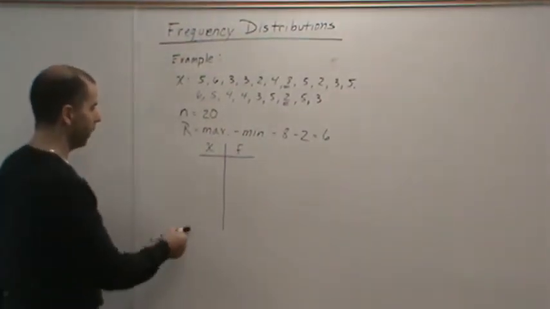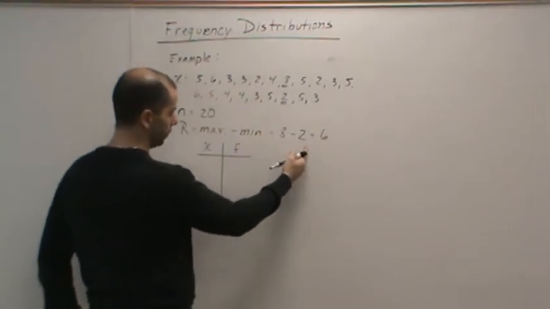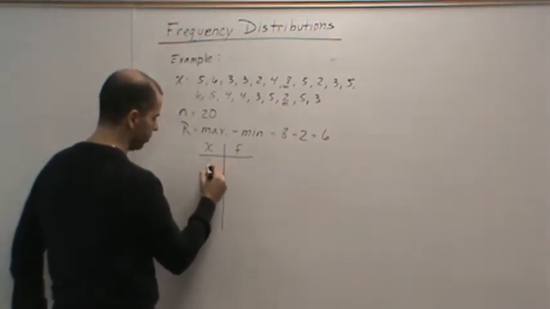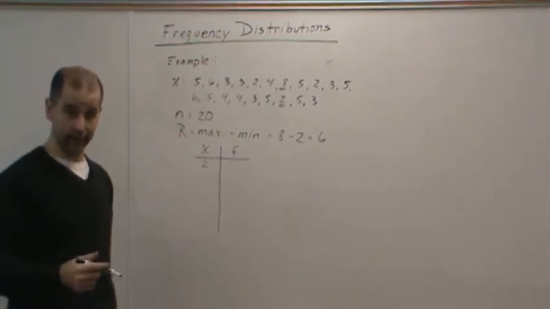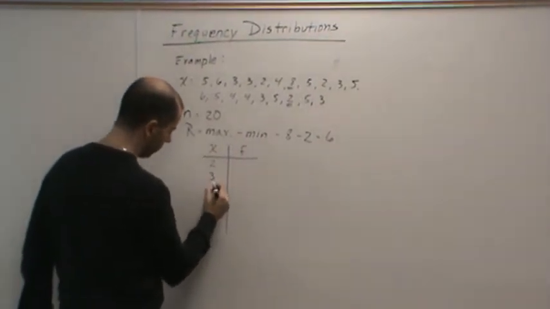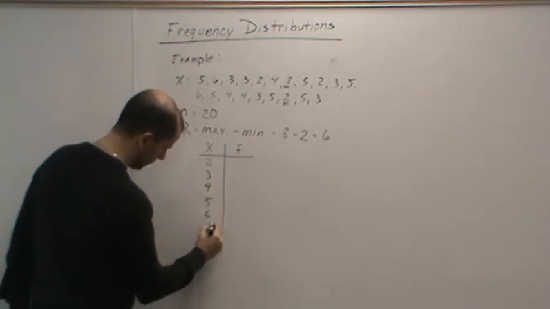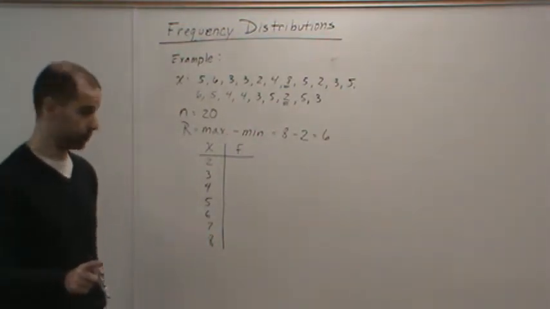Okay? So what I'm going to do is write down all the numbers in my range. So it goes from 2 to 8. I'm going to start with 2, and I'm just going to go up by 1 until I get to 8. So 2, 3, 4, 5, 6, 7, 8. And I don't want to skip any. You don't skip any numbers, okay?